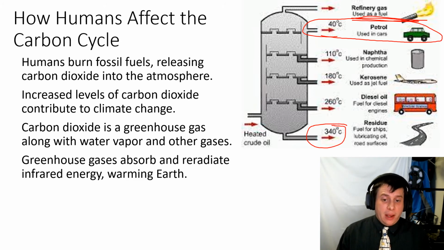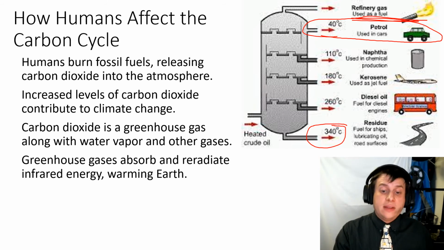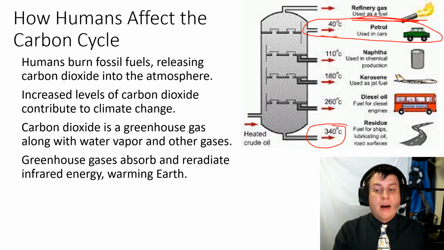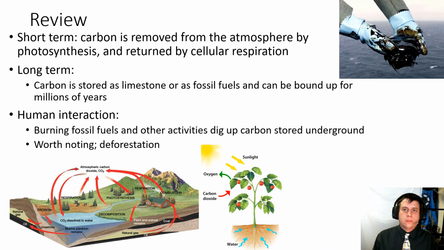Fundamentally, what's happening is we're taking carbon that has been locked away for millions of years, that has not been participating in the system. We're pumping it back into the atmosphere, and as a result, we're ending up with higher temperatures than we should be seeing. That is how we're affecting the Earth by affecting the carbon cycle.